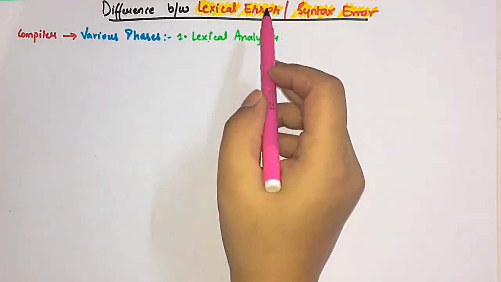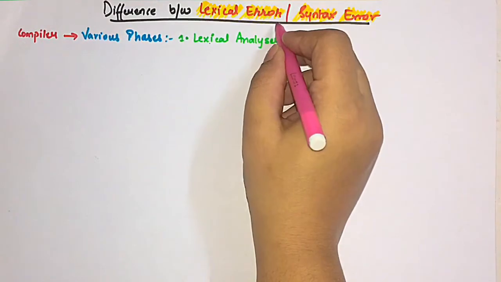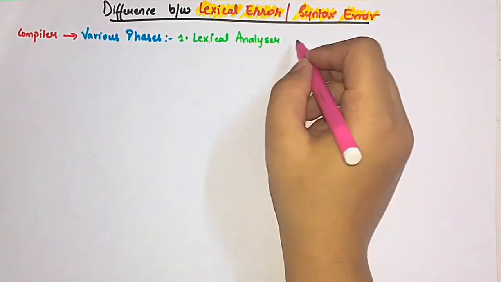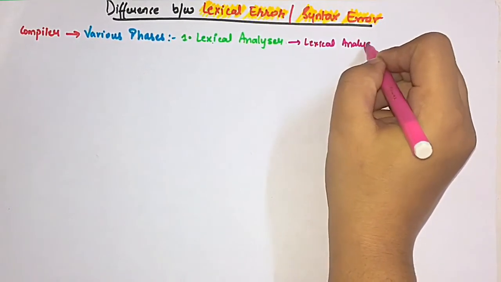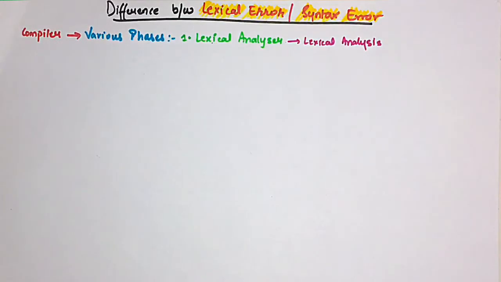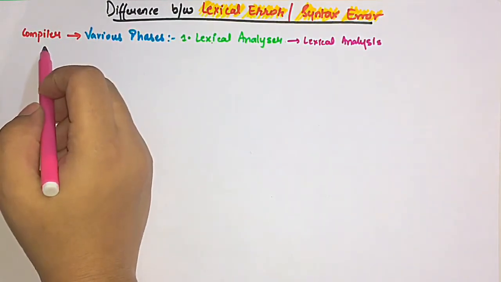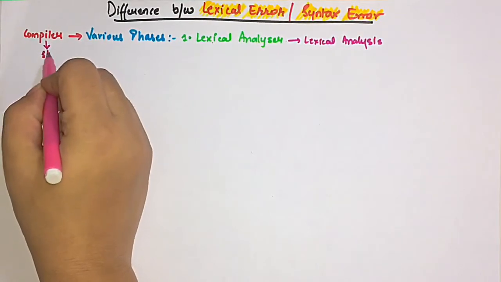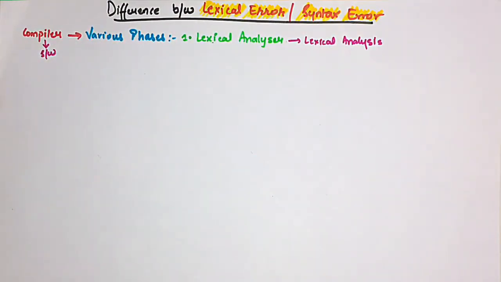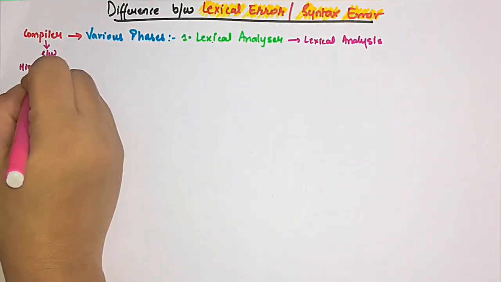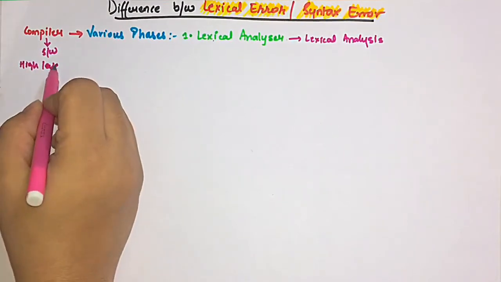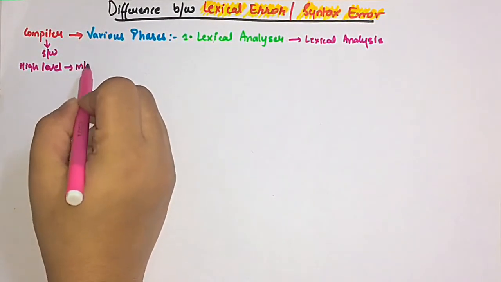So guys, lexical error is identified by the lexical analyzer during lexical analysis. Now let's have a quick basic introduction of what is lexical analysis and what is a lexical analyzer. So guys, a compiler is a software which is designed to convert the high level code into low level machine language code. Its job is to convert high level code to machine level.